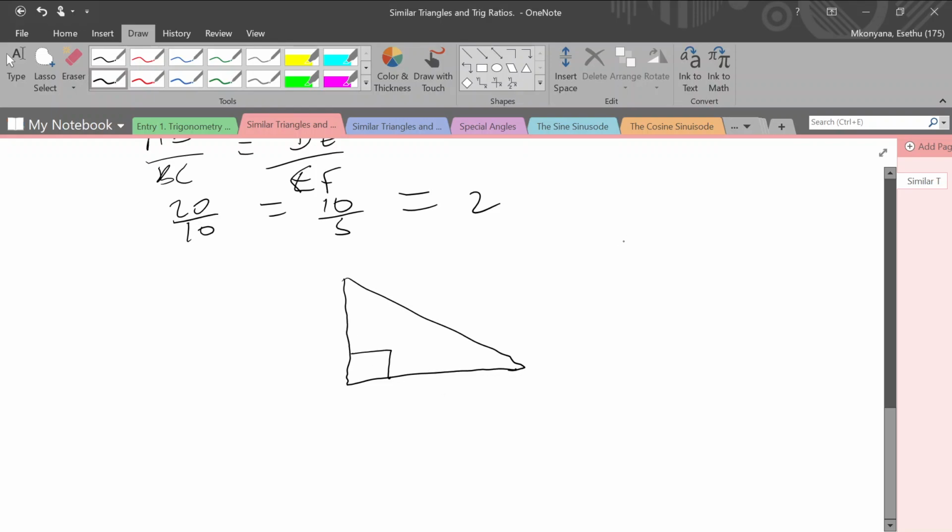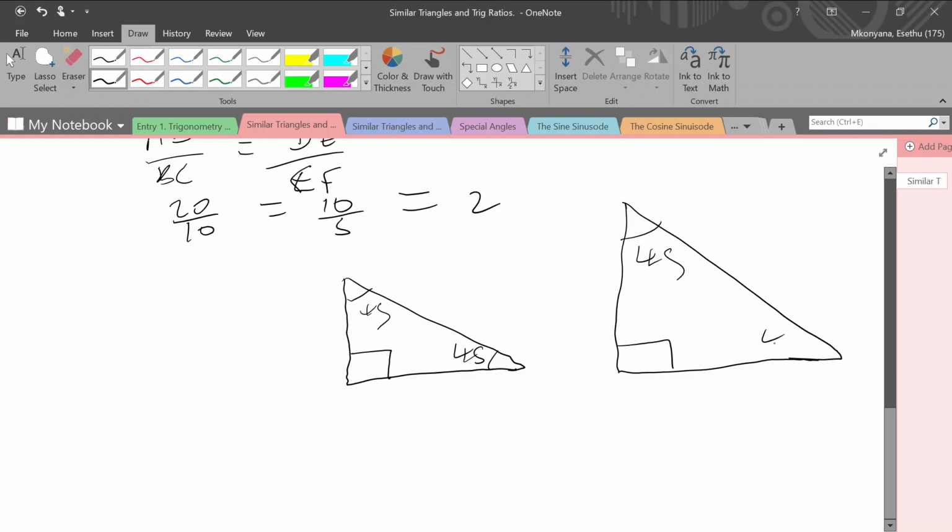Go again, make a bigger one. Make sure that they are bigger. This one is bigger than this one, and then make that angle 90. Then don't do anything. Go and measure this, go and measure that. You'll see that this will be 45, this will be 45, and that will be 45, and that will be 45. And then go and measure this side.